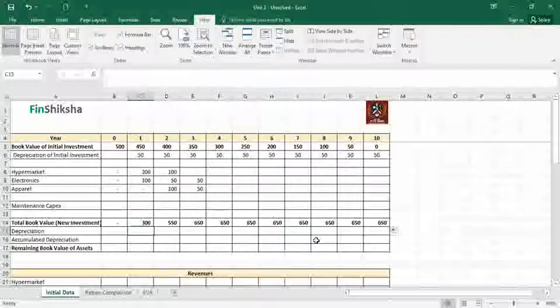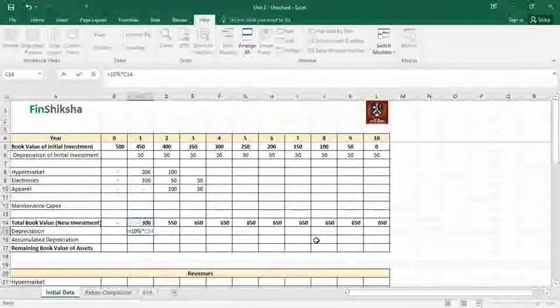Now what is said is depreciation is basically 10% of the remaining value. So I can club in 10% of whatever is the remaining value, in the first year.